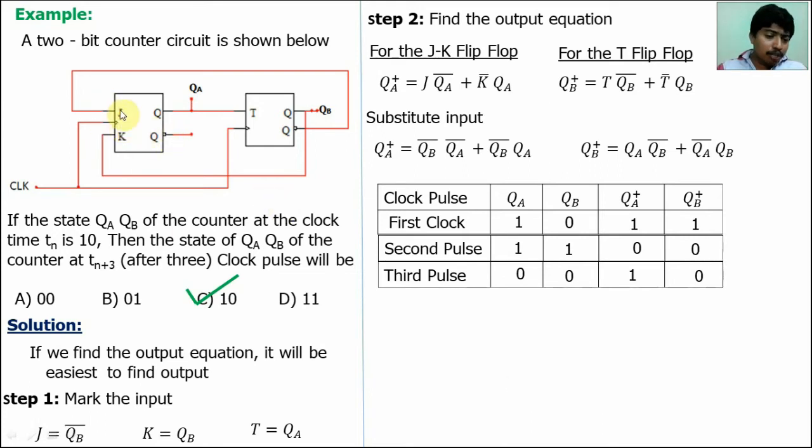Just apply the input here: after the first clock pulse is applied, what is the output? After the second clock pulse is applied, what is the output? Without finding the characteristic equation, it will confuse you. So try to find the output equation and substitute the values. It will not confuse you and it will be easiest. Don't try to find the output without finding the characteristic equation. Definitely it will confuse you, and mostly your answer will be wrong. Now do it yourself.